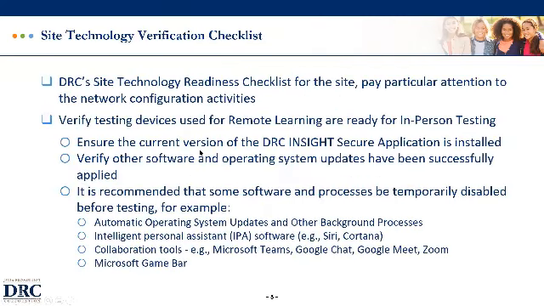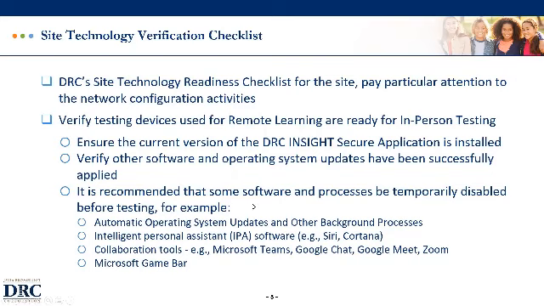The biggest thing you're going to want to spend some time on is verifying that network. If you noticed on the previous slide where I showed the side by side, you're running on your network, but it's not something you've used before, so in a sense it's unproven. So you want to run through the DRC Insight site technology readiness checklist. You should be doing this for any site that you're testing, but pay particular attention to the network configuration activities. These are things you're going to want to do to verify.